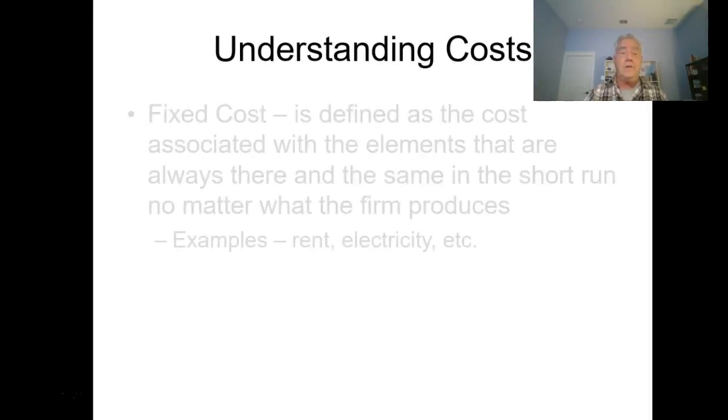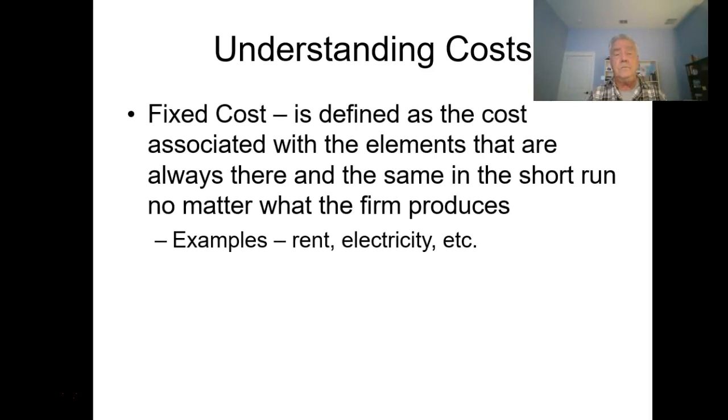So understanding costs, fixed cost. We went through this in the last chapter. Costs associated with elements that are always fixed. Rent, for instance, electricity. No matter what the firm produces, those things are fixed costs. They're not going to change. It takes a lot of effort to change the rent. Might be moving to another building, negotiate a new contract, etc. Electricity is electricity. You're going to pay for whatever you use.